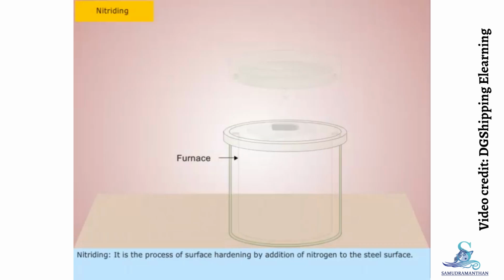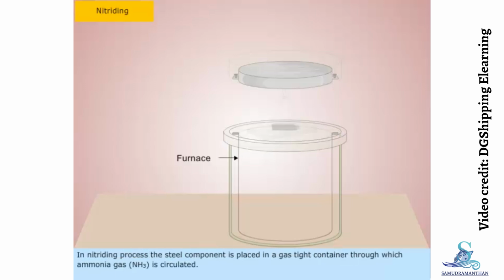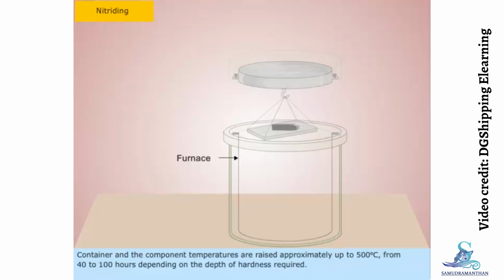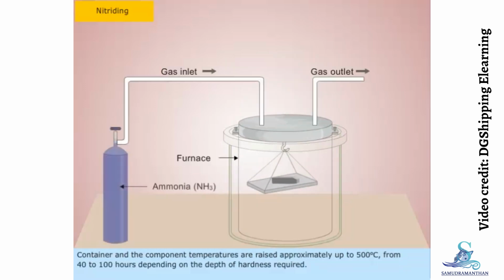Nitriding. It is the process of surface hardening by addition of nitrogen to the steel surface. Nitride promoting elements are aluminum, chromium, vanadium, or molybdenum. In the nitriding process, the steel component is placed in a gas-tight container through which ammonia gas, NH3, is circulated. Container and the component temperatures are raised to approximately 500 degrees Celsius, for 40 to 100 hours depending on the depth of hardness required.